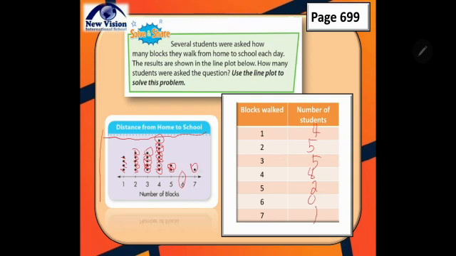Now let's add all the number of students that we have. 5 plus 5 is 10. 8 plus 2 is also 10. 10 plus 10, 20, plus 4 is 24, plus 1 is 25 students were asked the question.